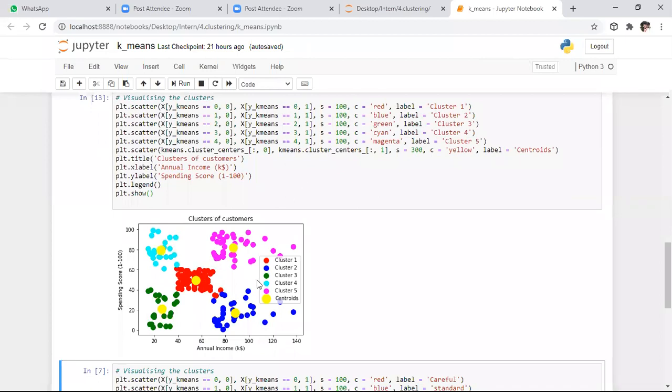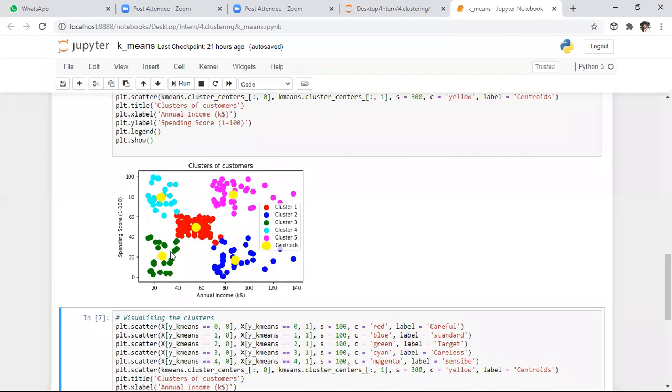So these are the different colors. Cluster 1 corresponds to this green color, blue color corresponds to cluster 2, and green color corresponds to cluster 3. And what is this color name? Cyan. So this cyan color represents cluster 4, and this pink color, that is nothing but magenta, corresponds to cluster 5. And here we kept centroids with orange color with 300 magnitude size. So these are the different clusters.